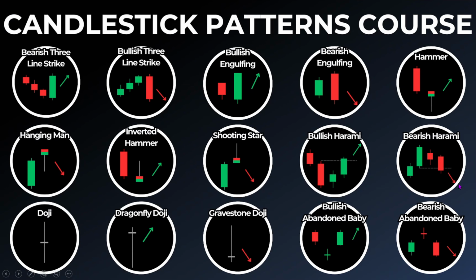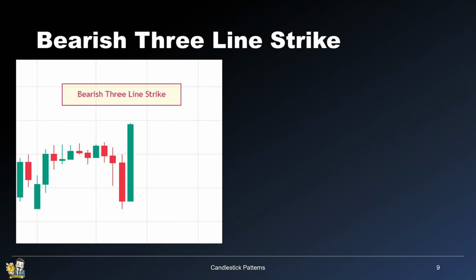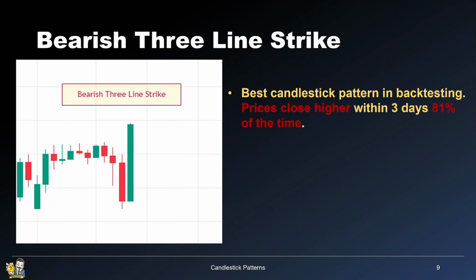First, we're going to study the bearish 3-line strike pattern. It looks like this, and you should know that this is one of the best candlestick patterns according to backtesting. Prices close higher within 3 days 81% of the time, which is a very strong statistic for a candlestick pattern.